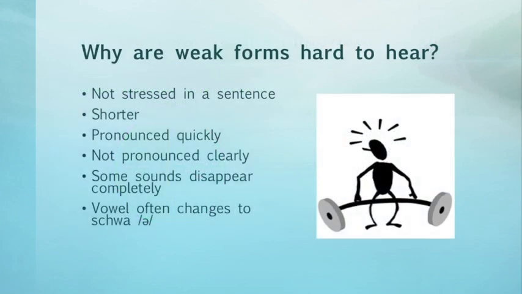So why are weak forms hard to hear? There are many reasons. First, they are not stressed in a sentence. The important content words are, like Mary traveled Japan. The weak forms are shorter, they're pronounced quickly, and they're not usually pronounced clearly. And some sounds disappear completely when they're surrounded by more important words in connected speech. And the vowel often changes to a schwa sound.